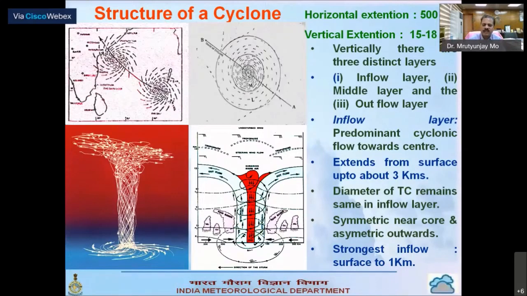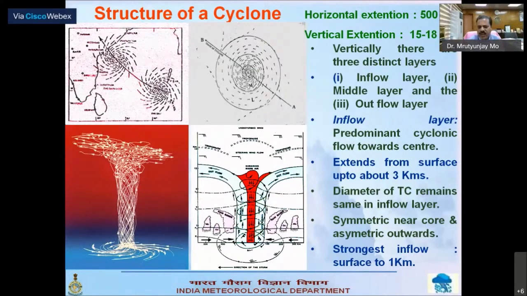And that is supported by the convergence in the lower levels, that is the inflow layer, and divergence in the upper layer. So therefore, if you look at the vertical structure of the cyclone, you will find that there are three layers. The bottom layer is called the inflow layer. In the inflow layer, the winds rotate predominantly and move towards the center. There is convergence of air. Then there is a middle layer where this convergence gradually decreases and divergence gradually increases. So you can say there is net convergence, net divergence, 0. And in the upper layer, there is completely divergence of wind. Wind is going away, going out of the cyclone field.